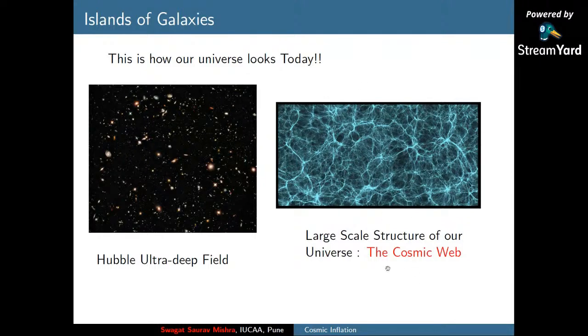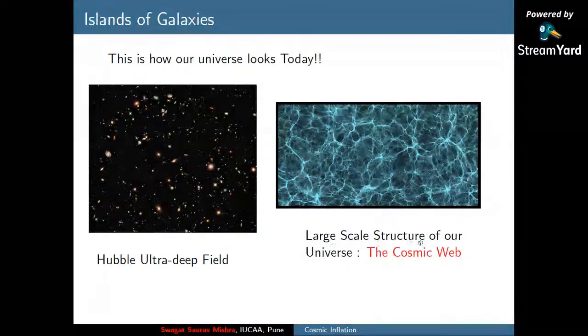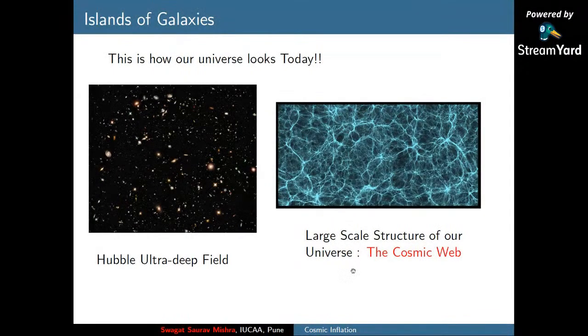In fact, we call it the cosmic web. It's a technical term in cosmology. And I should tell you that this is not a real image of our universe. It's not a photograph. It's actually a computer simulation. But if you could take a real image of our universe, it would look very much like this. Okay, this is the large-scale structure of our universe. This is how our universe looks today.